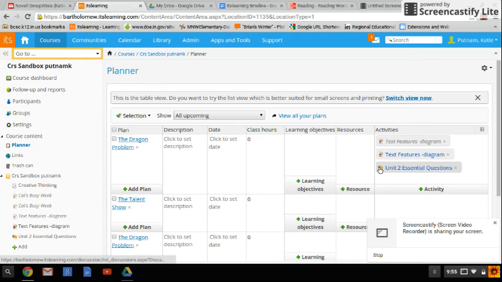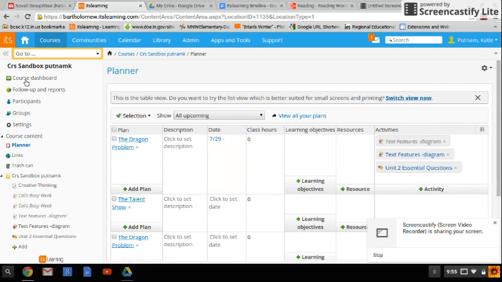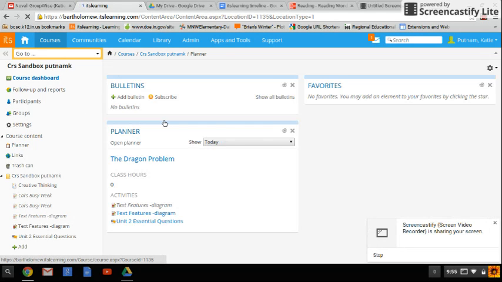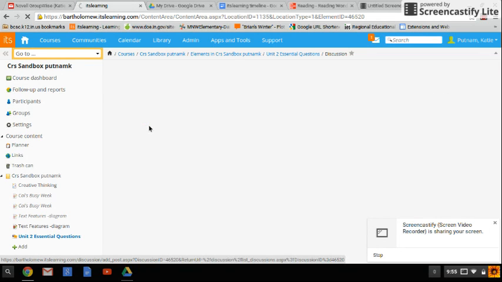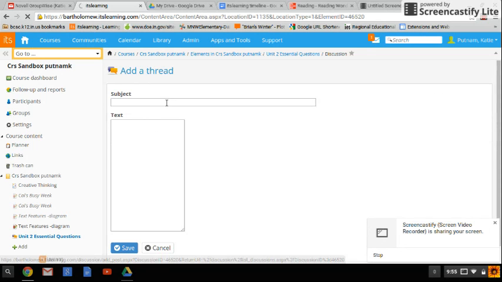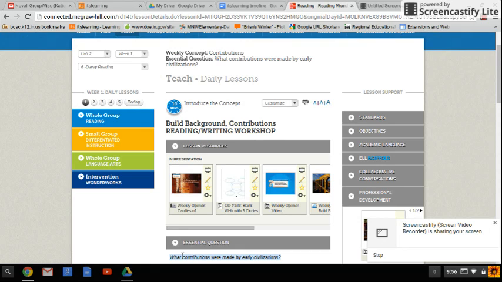And there it is. That's the icon for all the essential questions that students are going to have. I'm going to set the date for the day that I'm going to start that unit, so that when my students go to their dashboard, that discussion shows up under their activities that you want them to participate in. And this is, again, whole group. You're going to facilitate this during that whole group, at least in this example. It may be a station that you want them to follow up with, depending on what thread you want to start. So my subject in my first thread is going to be about what contributions were made by early civilizations.